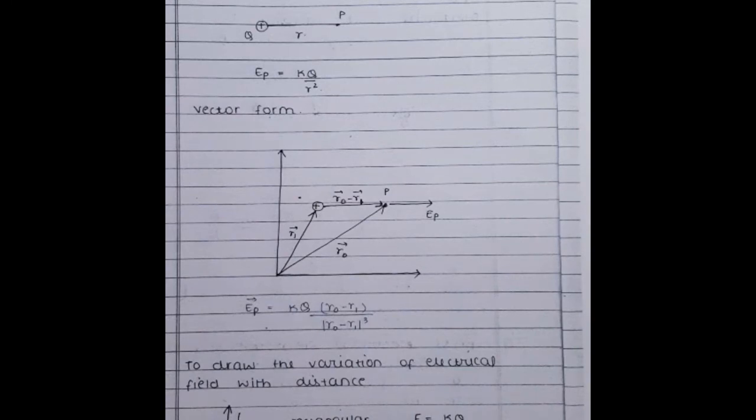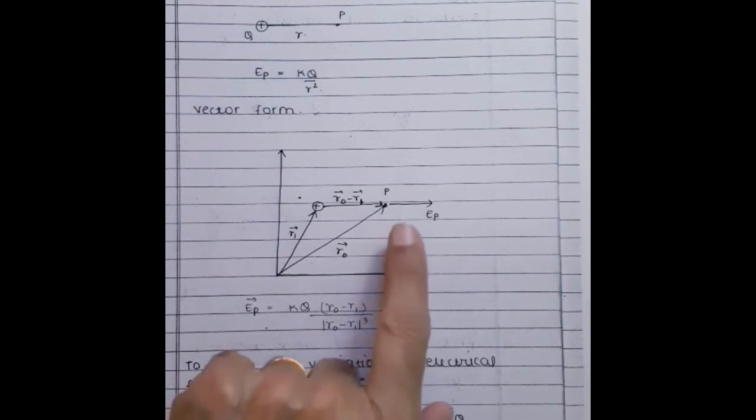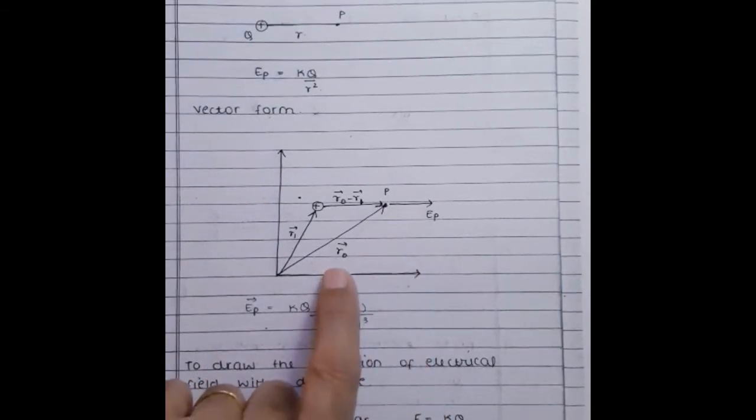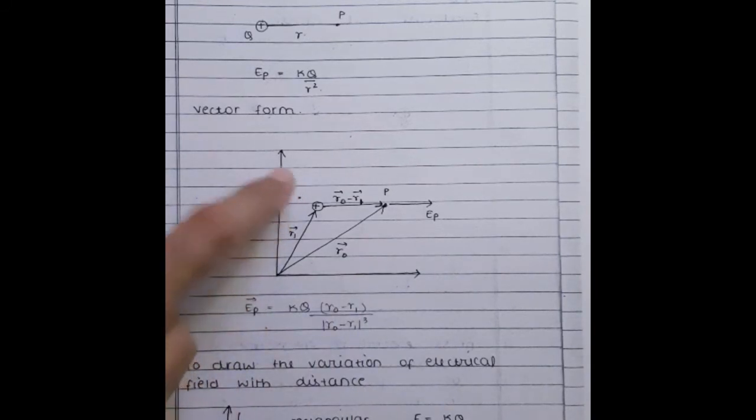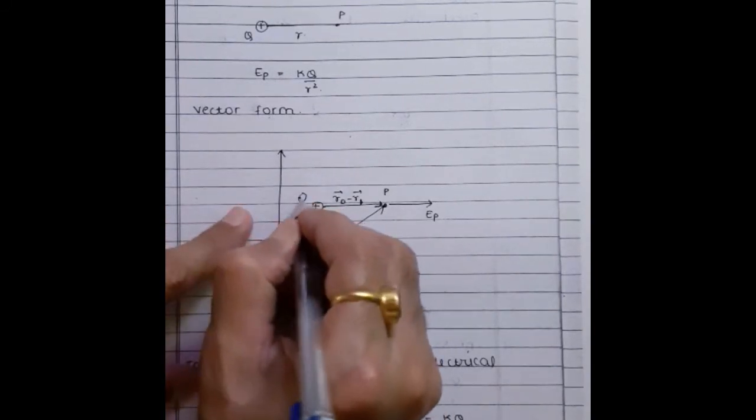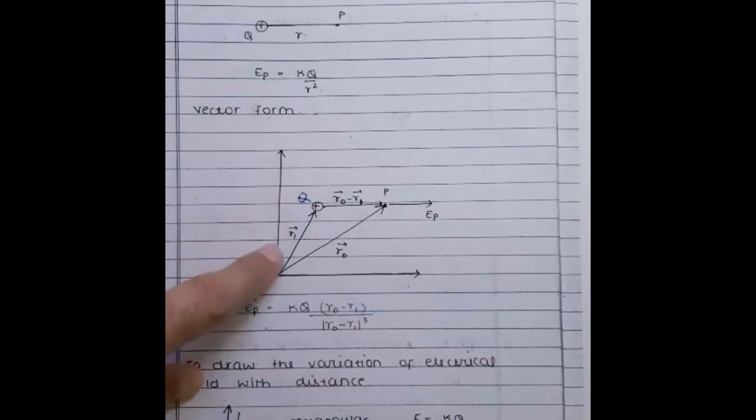Now let us see how we could express this in the vector form. Here we have taken a point P with position vector r0, and I've taken a charge over here as capital Q, which was not mentioned here, charge capital Q with position vector r1.